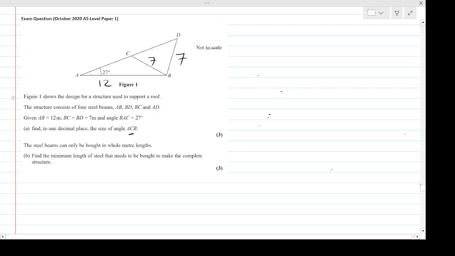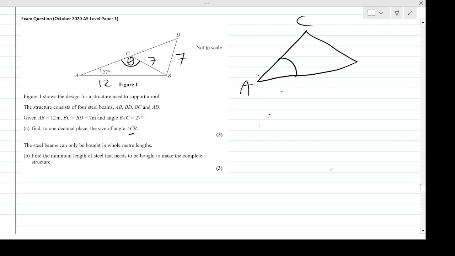It says then find, to one decimal place, the angle ACB. So the C's in the middle here, so it's the angle at C, in triangle ACB. So I'm going to call that theta. That's what I need to solve. So if I draw the triangle here to help me, I have ACB. This is 27. I know this length is 12. I know that's theta. I also know this is 7 up here.